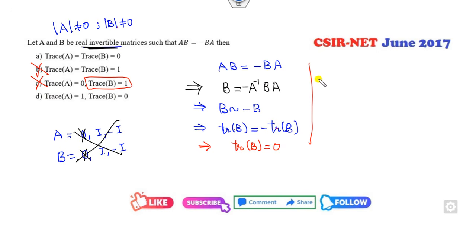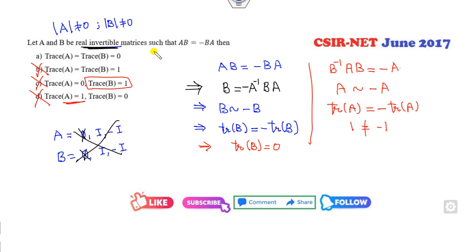Similarly, B is invertible. I can multiply this by B inverse. AB is equal to minus A. That means A is similar to minus A. Trace of A is equal to minus trace of A. So that means trace of A equal to 1 is not satisfied. 1 is equal to minus 1. So this option is also cancelled. The only option is A, my right answer of this problem.